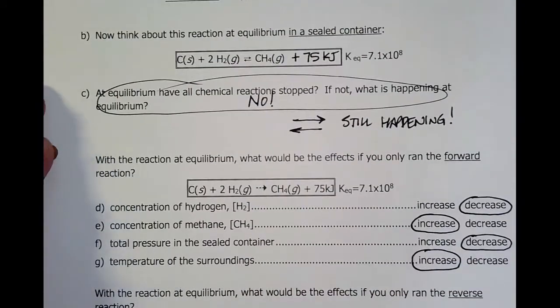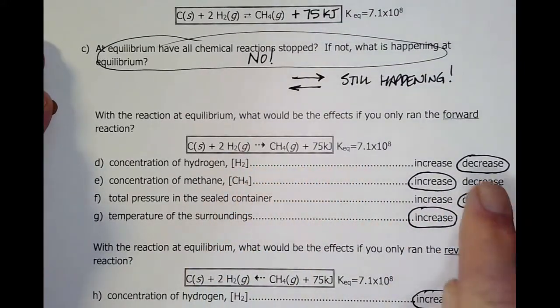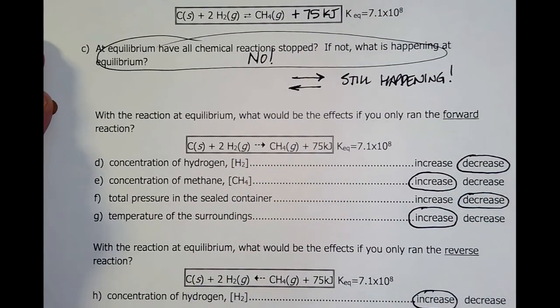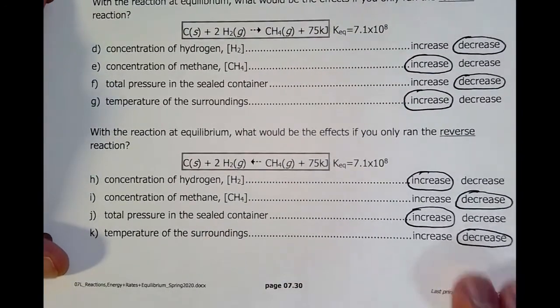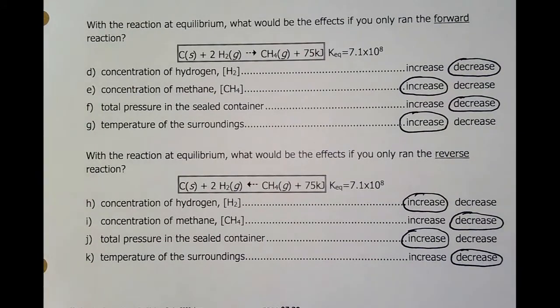So these are Le Chatelier's two options. Run the forward reaction, you get these effects. Run the reverse reaction, you get these effects. So all we did, we're not shifting any equilibrium. We're just saying, what if we shifted the equilibrium? What if we decided to run one reaction instead of the other? What's the effect?